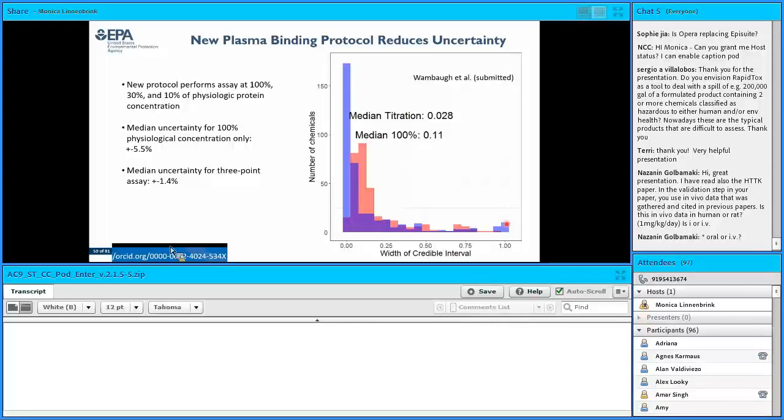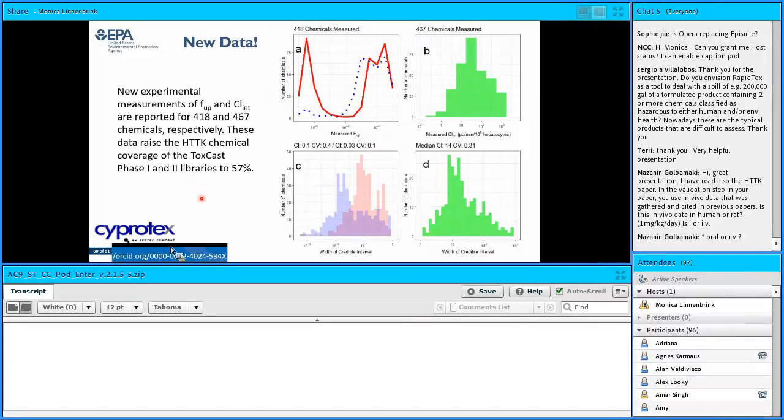And you might think that's useless information, but that's actually a good thing to know, because previously we would have just taken whatever the value was and said, well, it's 62% bound, and not realized it was 62 plus or minus 62% bound. And then we have a lot of chemicals where they're very tightly known, and like I said, the median is this plus or minus 1.4%.